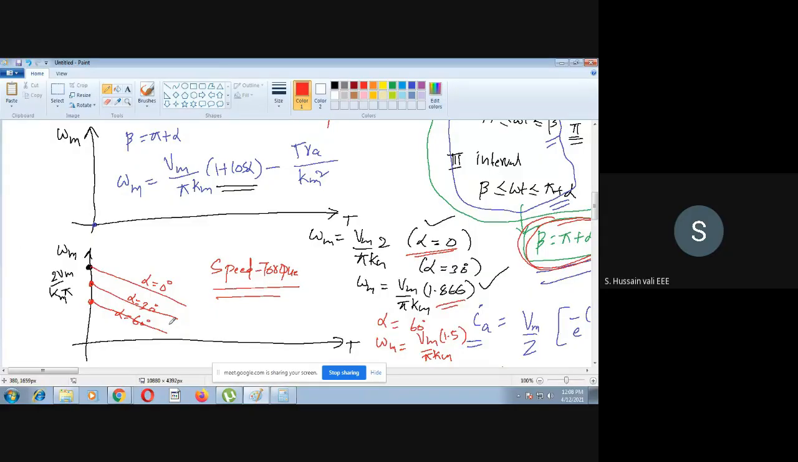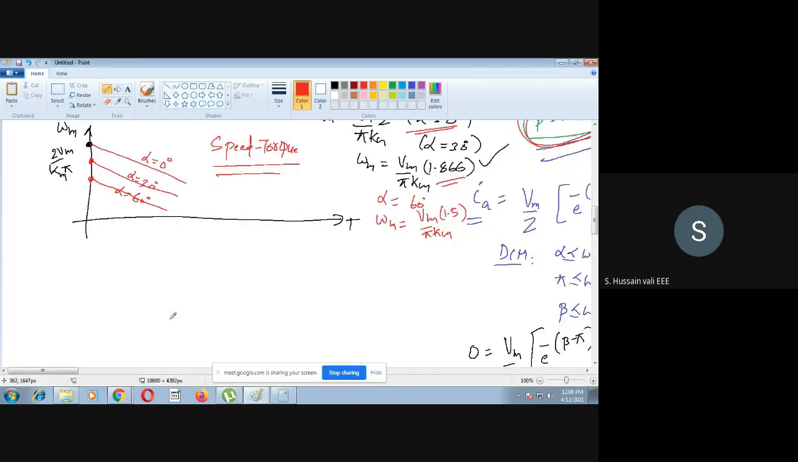Okay, so now you don't get only one graph, you get several graphs. It depends upon the value of alpha. One thing you must remember here is that when you increase the value of alpha, the graph comes down. It means the omega m value comes down. Okay, this is the thing you must understand. Now we will draw another graph between voltage and firing angle.